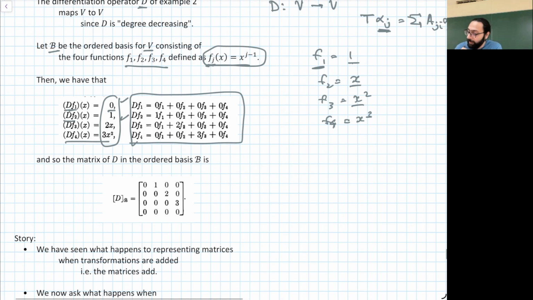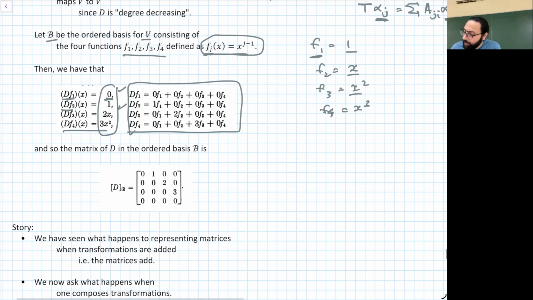This is fine. So the first one is 0, so all coefficients are 0. The next one is constant, so it's 1 times f1. Third is 2 times x, so it's 2 times f2, and so on. Is this okay? Making sense?